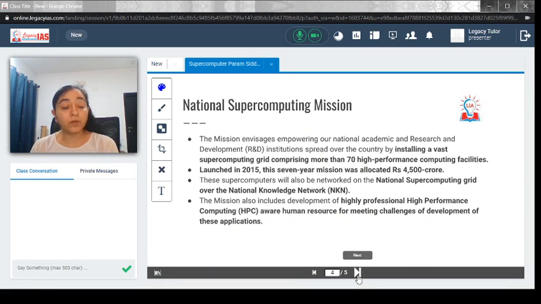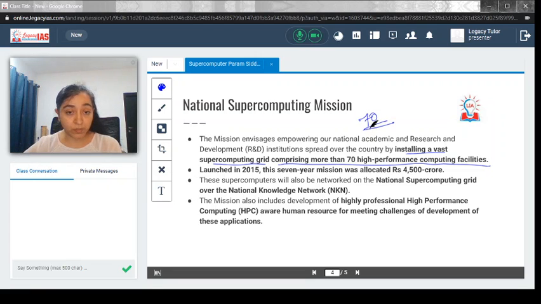Now let's try to understand the National Supercomputing Mission. The mission envisions empowering our national academic and research development institutions spread over the country by installing a vast supercomputing grid comprising more than 70 high performance computing facilities. So the idea is to have 70 high performance supercomputers.